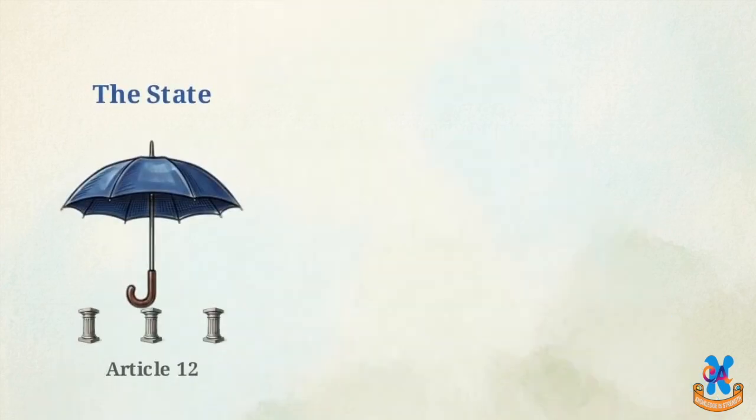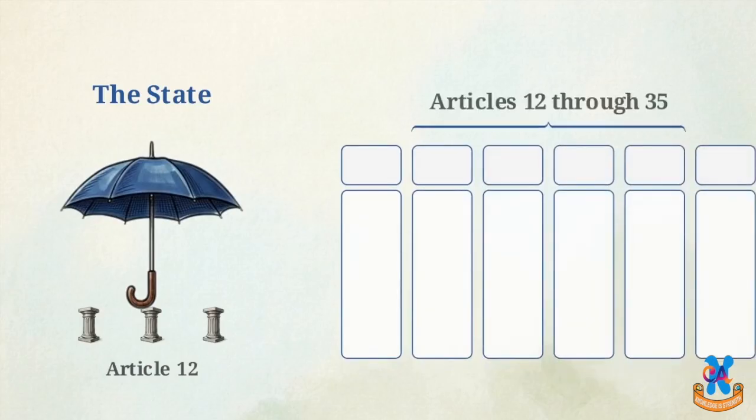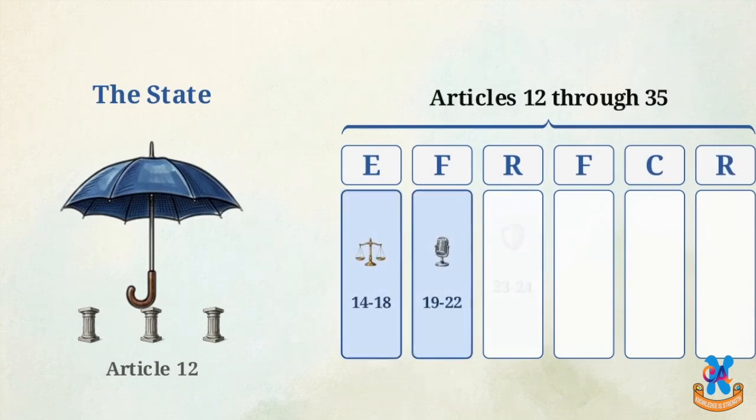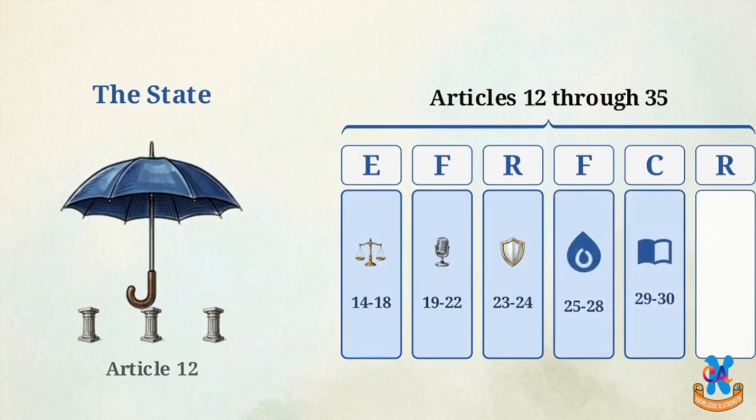To map out these protections, we use Articles 12 through 35. You can organize them using the mnemonic EFRCRCR: equality, freedom, rights against exploitation, freedom of religion, cultural rights, and constitutional remedies.